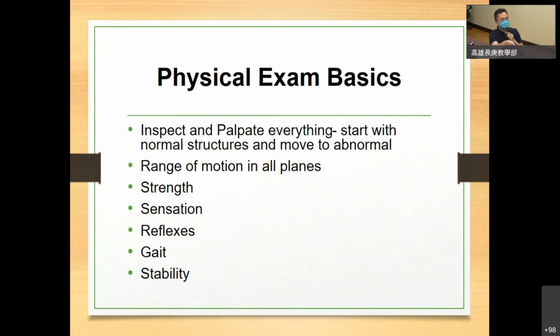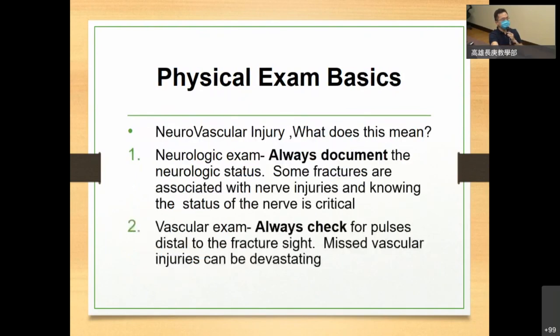Some points to notice on the physical examination: you should inspect, palpate, and check the range of motion of the injured limb, and ask the patient to use strength, and check sensory, reflex, gait, and stability. There are many aspects to notice. The most important and most serious is neurovascular injury. If a patient has a fracture, for us it's a simple thing. But if a patient has a fracture with a neurovascular injury, that's a big problem.